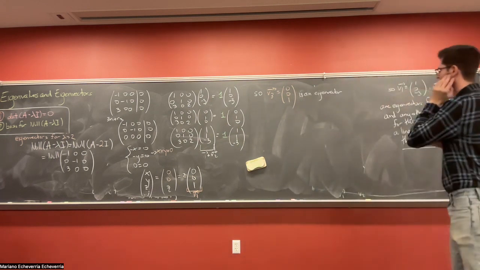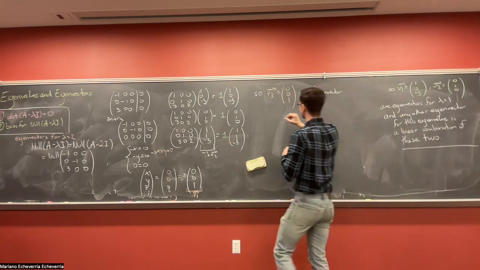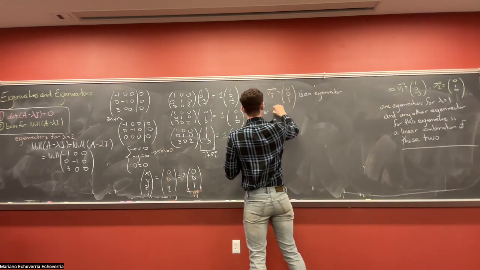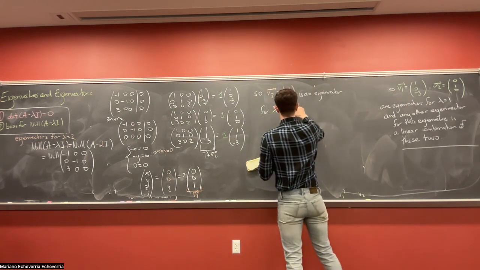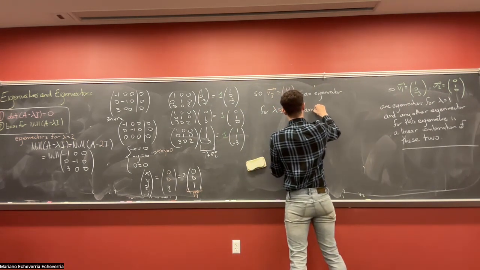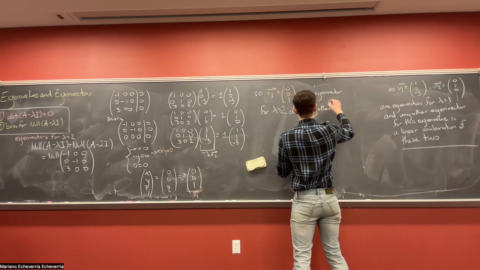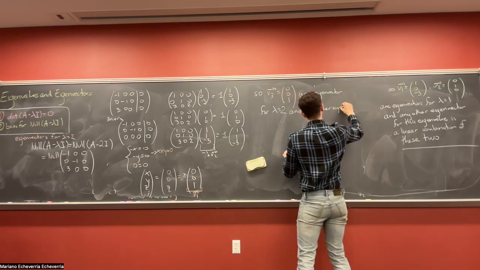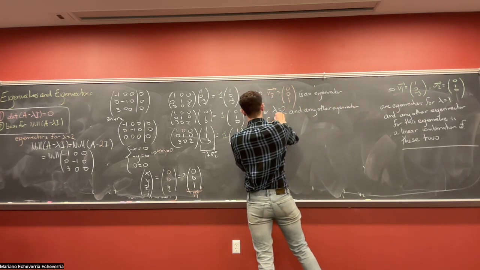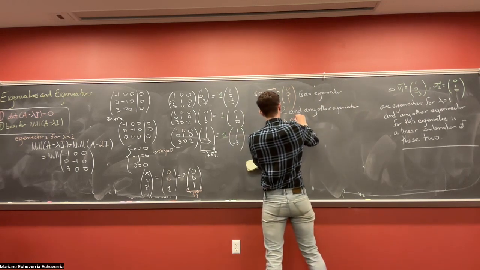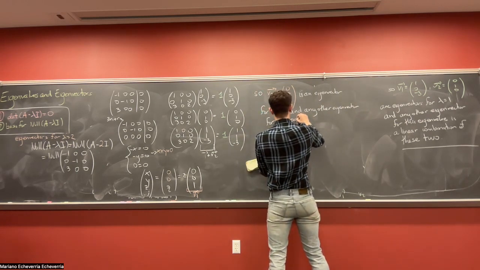for lambda equals 2. And any other eigenvector for this eigenvalue is a multiple of V3.